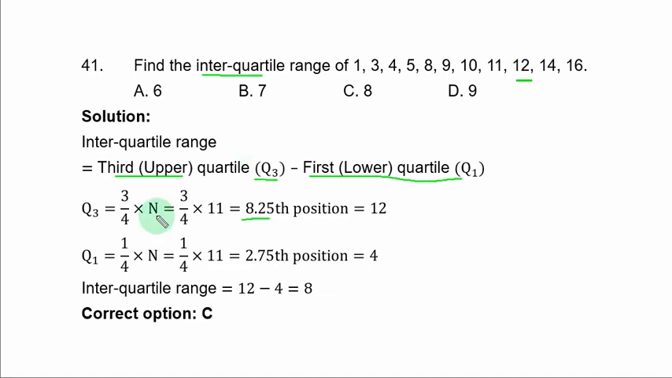12. For Q1, you have 1/4 times 11, that is 2.75. So after the second position, you shift to the third position and you have 4 there. So therefore, interquartile range is simply 12 minus 4 equal to 8. C is the correct option.